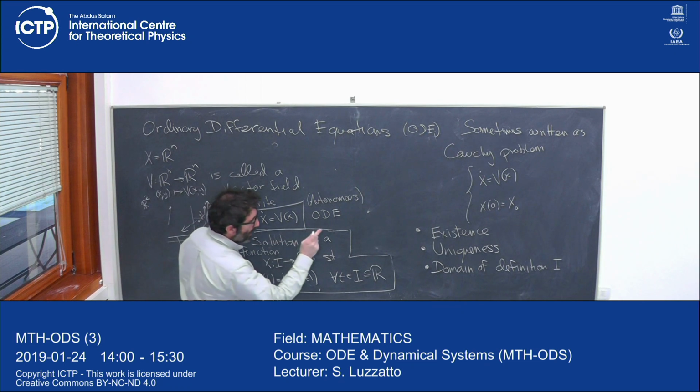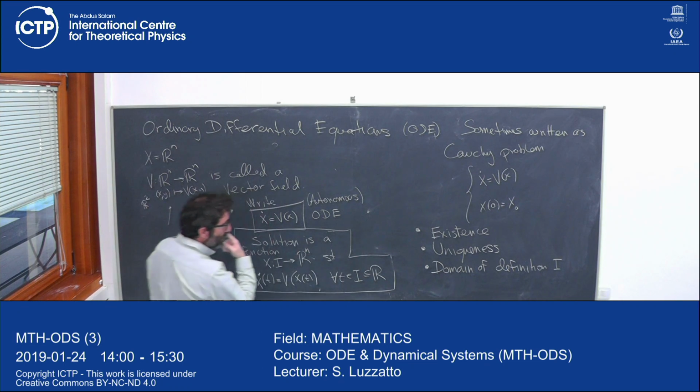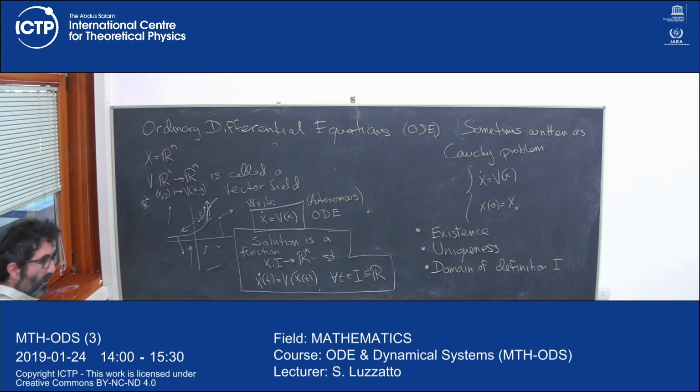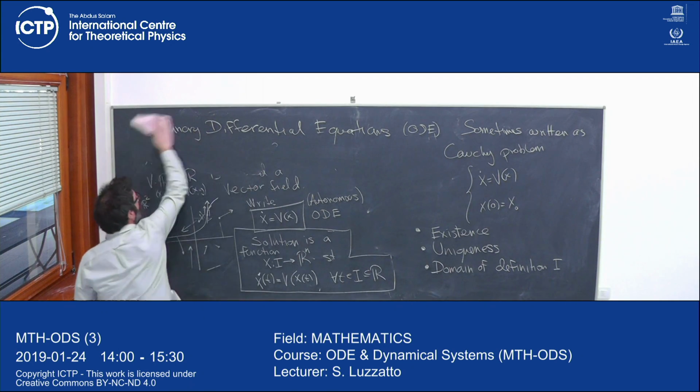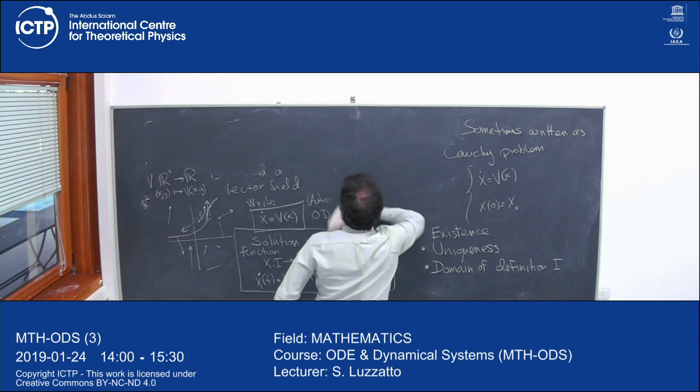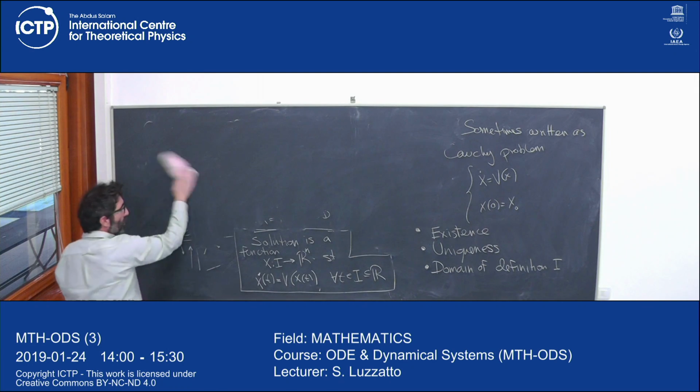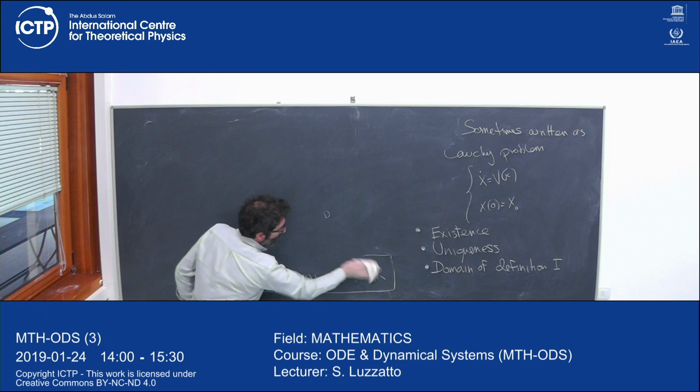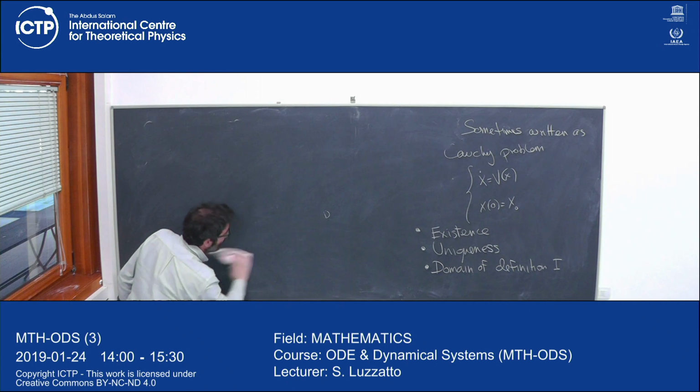But uniqueness and the domain of definition are much more subtle. Let's see some of the examples that show that you do not always have uniqueness and you do not always have solutions defined for all time.